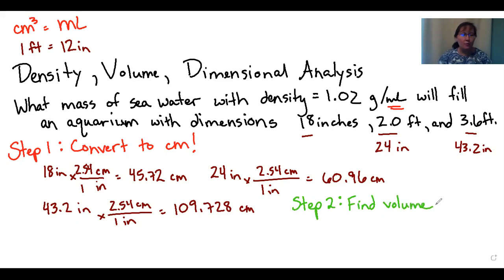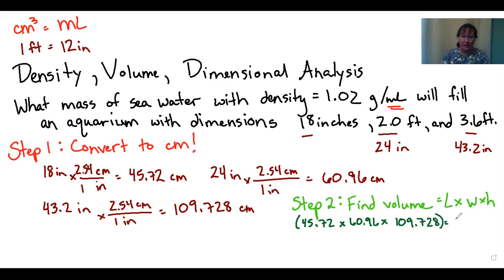And remember, the volume of a rectangular solid is length times width times height. Okay. So I can take all of these and I'm just going to multiply them together. So I get 45.72 times 60.96 times 109.728.